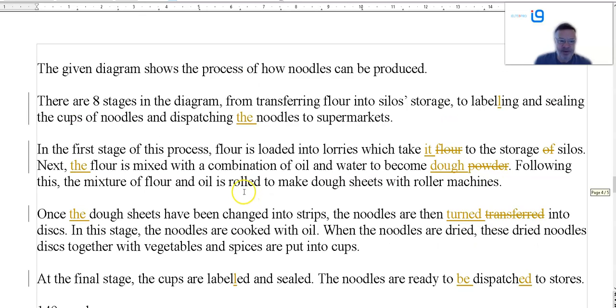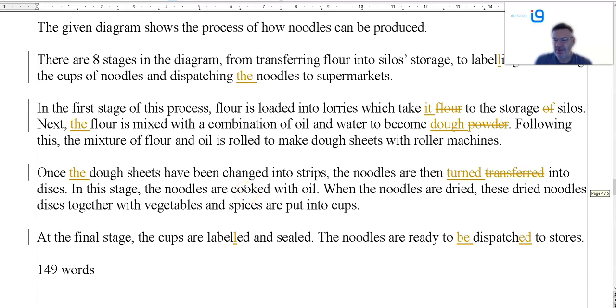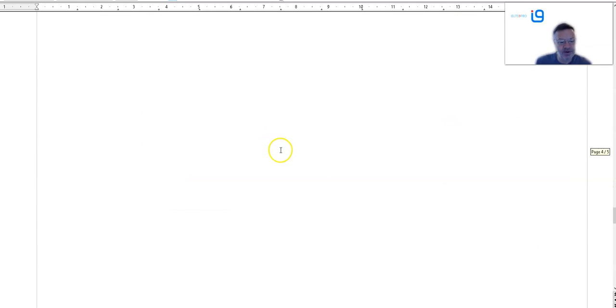Again, this one here, a little bit sparse. I mean, mine's only 167, but still, if you get used to padding your sentences out, you know, at the first stage and then during this process and following this, by padding your sentences out a little bit, you can get it over 150 words.